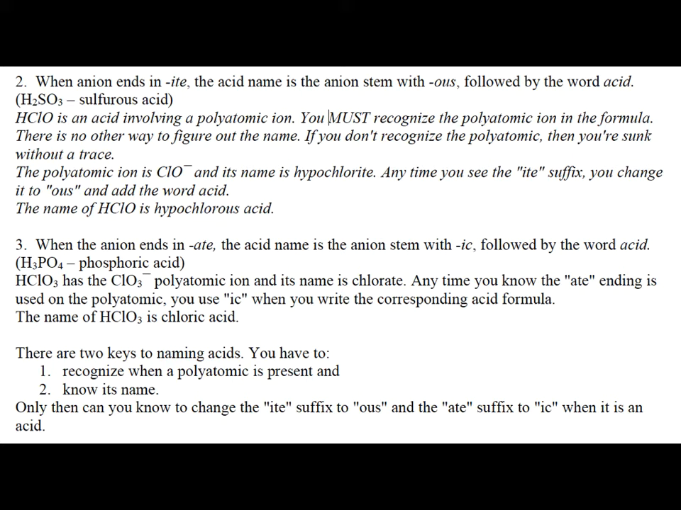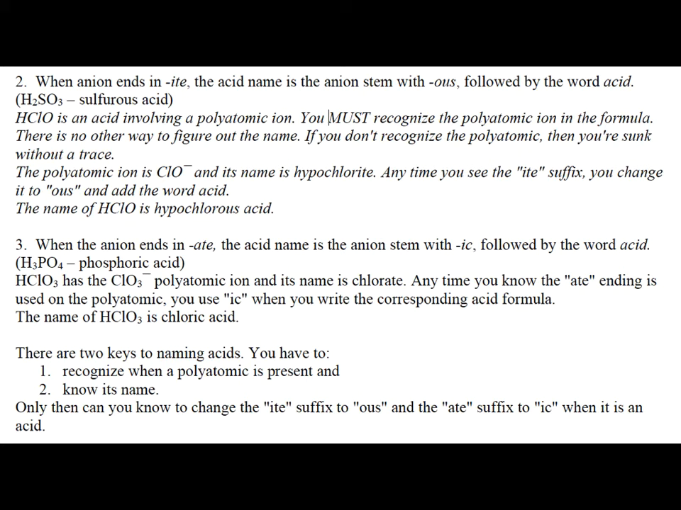HClO is an acid that has a polyatomic ion. You must recognize the polyatomic ion in the formula. There's no other way to figure out the name. If you don't recognize the polyatomic, then you're not going to be able to figure out what the name of the formula is. The polyatomic ion ClO- is hypochlorite. So anytime you see the "ite" suffix, you change it to OUS and add the word acid. So since ClO- is hypochlorite, it becomes hypochlorous acid.